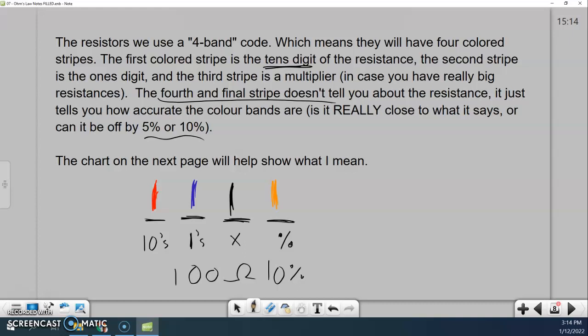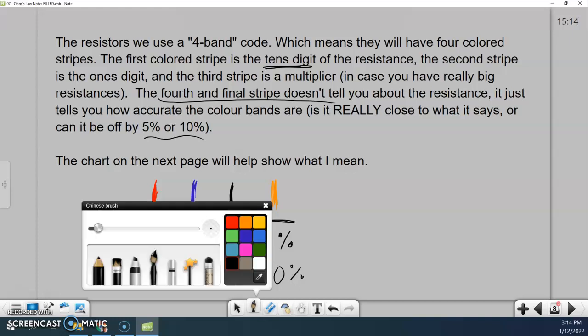Now, for what we're doing, it's probably not super important, especially with small numbers. The percents don't make a difference. But if you were putting a resistor on a power line or something where you've got hundreds or thousands of volts flying through there, that 10% might be huge. You might have to be very careful. So that's why it's marked on the resistors. The chart on the next page will help show a little better what I mean.